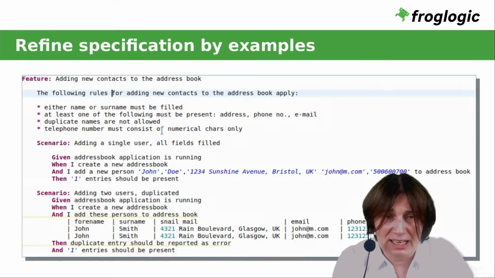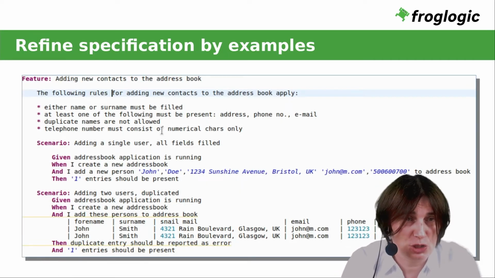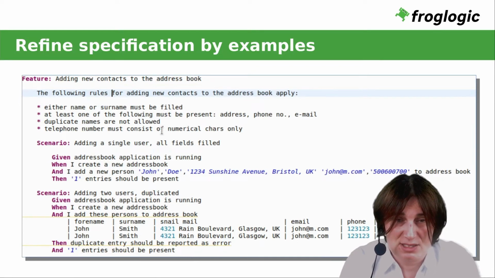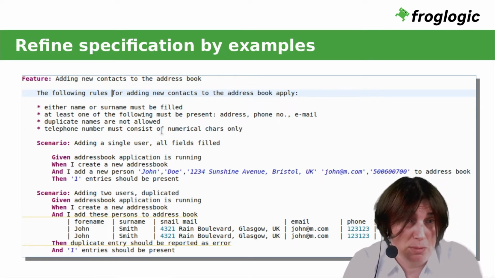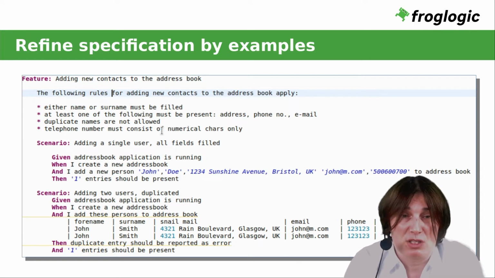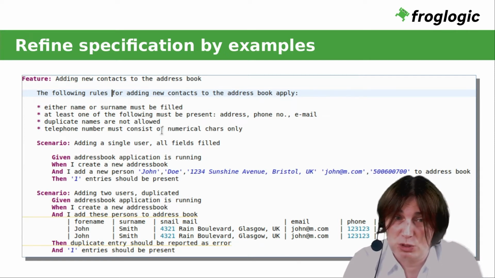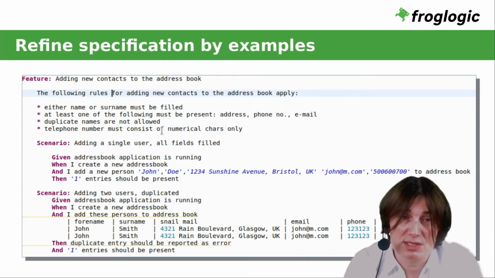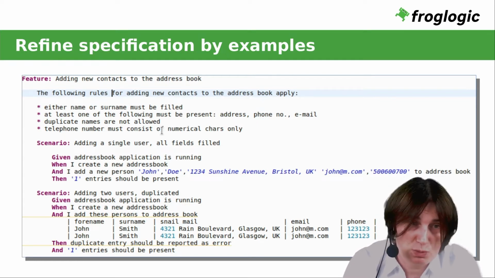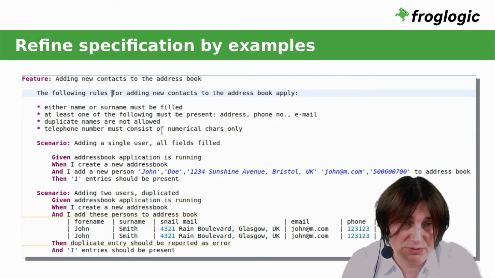So again, for the address book application in which we are adding the contacts with their snail mail address, with their email address and with their phone number, we can, for example, come up with a set of following rules. So compulsory fields are going to be the name and the surname. Those must be filled under all circumstances. Then at least address or phone number or email has to be present. And if one tries to enter a user a second time or a third time, this is not going to work.